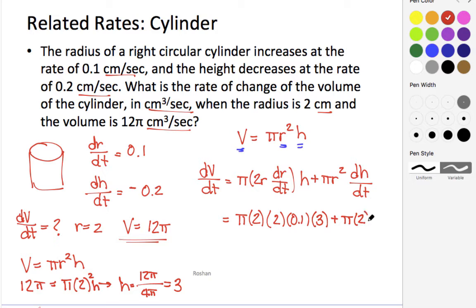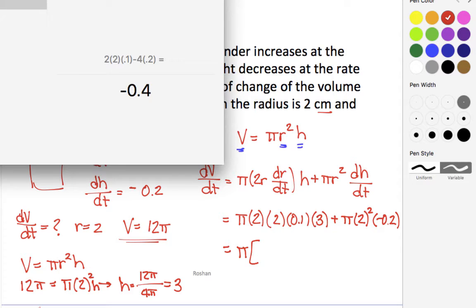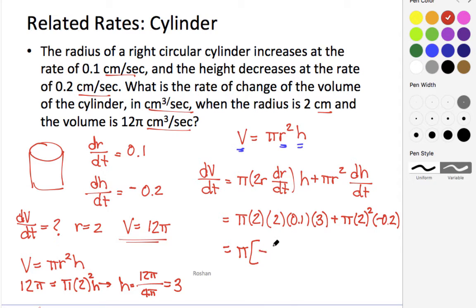Pi r squared, and my dH/dt was negative 0.2. And then you just put all that stuff in your calculator. I'm going to let the pi hang out and put everything else in my calculator. And I get negative 0.4. So I'm going to just say negative 2/5 pi, and it's fine if you write it as a decimal too, but we do need units, and our units are going to be centimeters cubed per second.